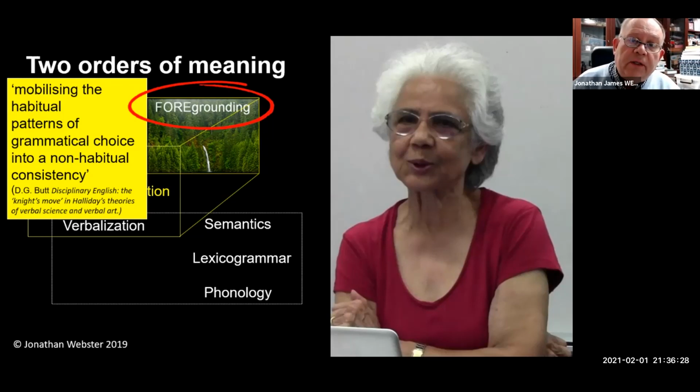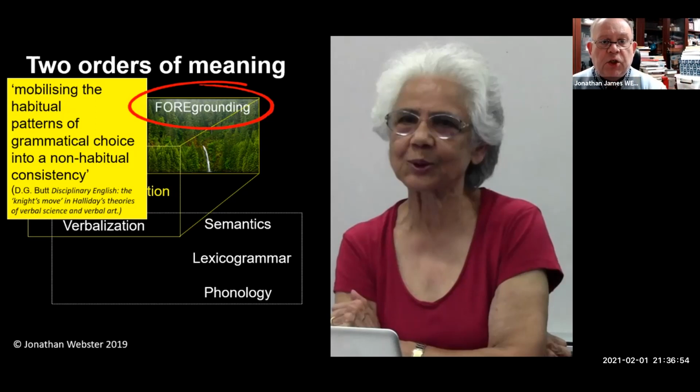What is foregrounding? Foregrounding is, Professor David Butt, I'll refer to him, he says this: mobilizing the habitual patterns of grammatical choice into a non-habitual consistency. Think about it a minute, okay?